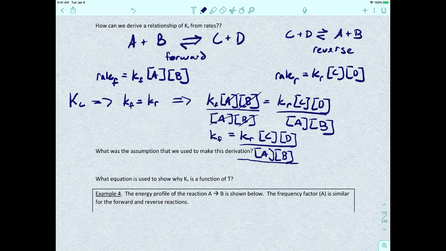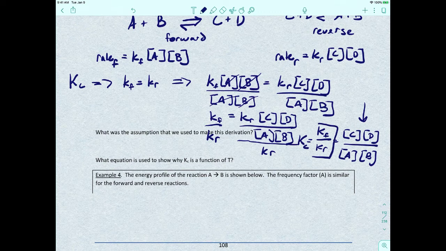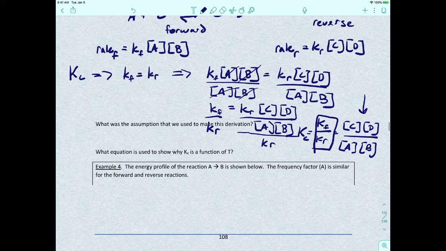Now, if I divide both sides by Kr, the rate constant of the reverse reaction, we get that the rate constant of the forward reaction divided by the rate constant of the reverse reaction is equal to the concentration of C times the concentration of D, over the concentration of A times the concentration of B. So that's the concentration of the products divided by the concentration of the reactants, which by definition is the equilibrium constant. So if we take the rate constant of the forward reaction and divide it by the rate constant of the reverse reaction, that also gives us the equilibrium constant value.